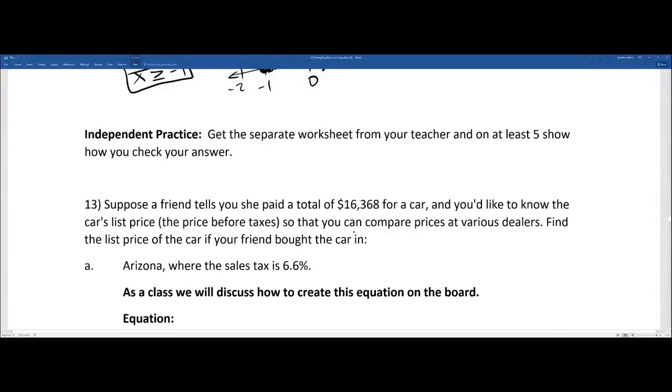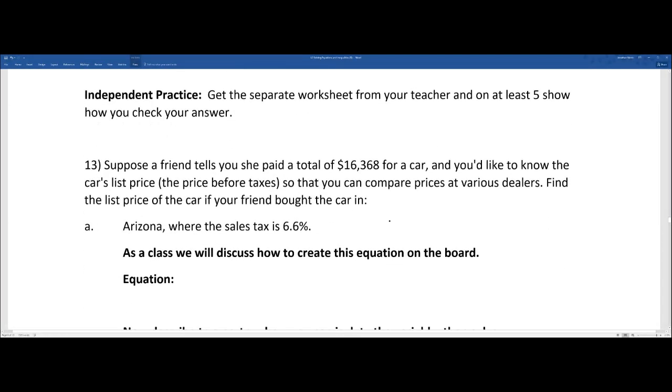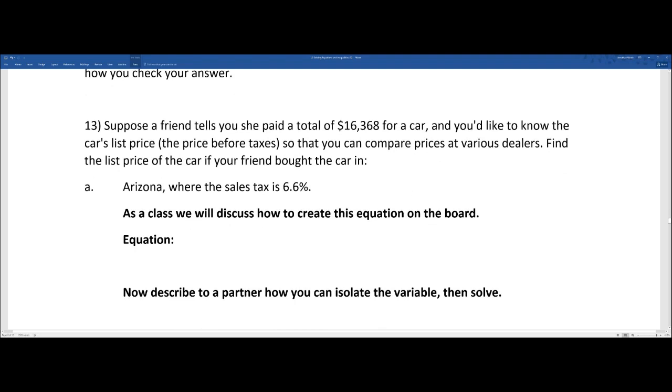All right, so let's get some independent practice. Let's look at this situation with a friend. Suppose a friend paid $16,368 for a car, and you'd like to know the car's list price. Now the price before taxes, basically. Okay, so list price means price before taxes. All right, so you can compare various dealers. Arizona, where the sales tax is 6.6%.